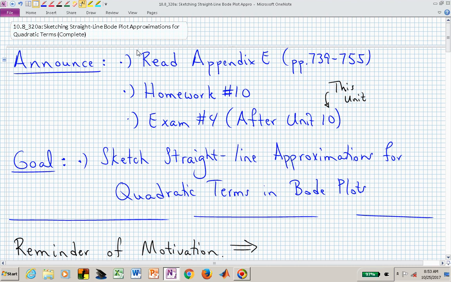We're in Unit 10, and this will be the last of our breaking down steps in terms of trying to break down the process of sketching Bode plots into fundamental steps so that we can then quickly, hopefully, add up those pieces as we move from low frequencies to high frequencies, from left to right, on both the magnitude plot and the phase plot.